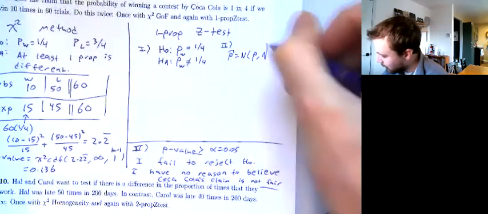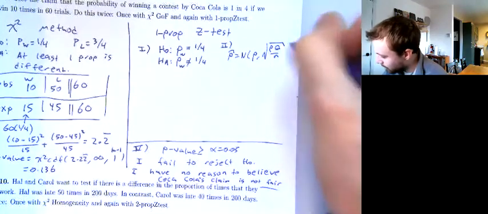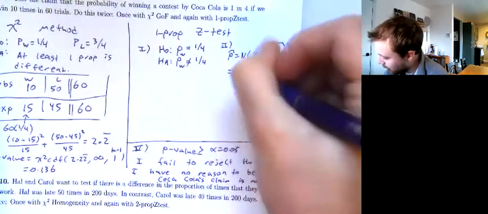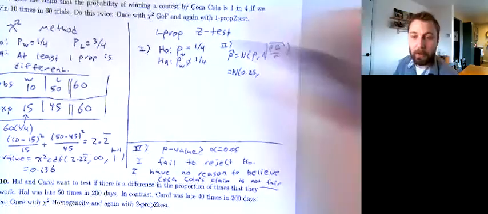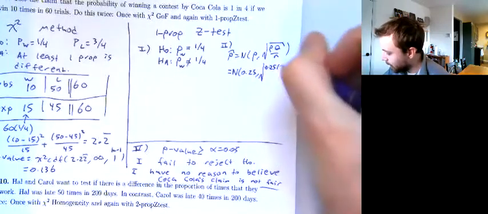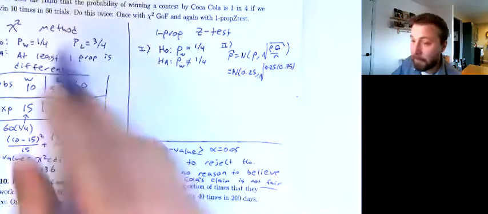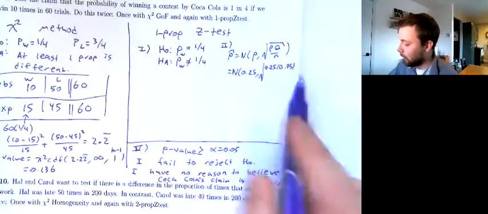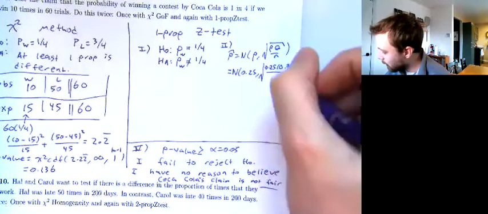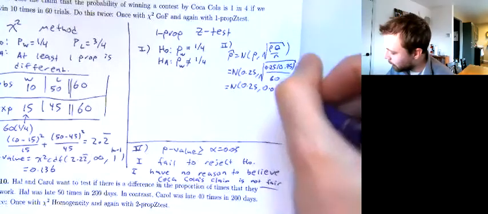P hat is normally distributed with the center of P, and the standard deviation of root PQ over N. I have 25%, that's 1 out of 4 as a decimal, will be my center. My failure rate is 75. I still have that 25 and 75 showing up as part of the model. And this was done for 60 trials. When I type this into my calculator, I end up getting a standard deviation of about 0.0559 or so.